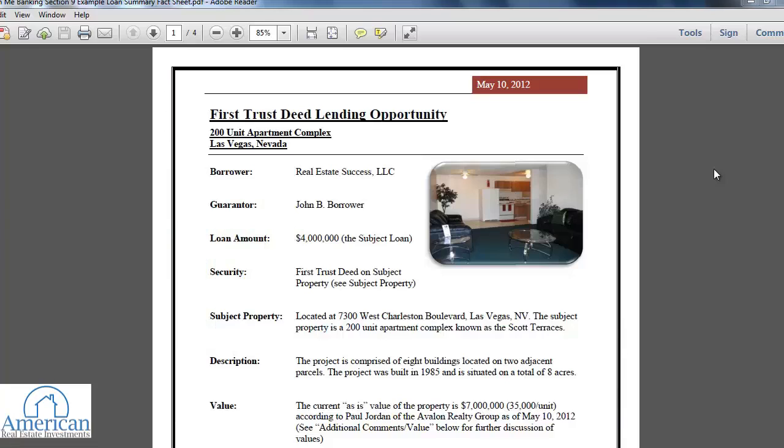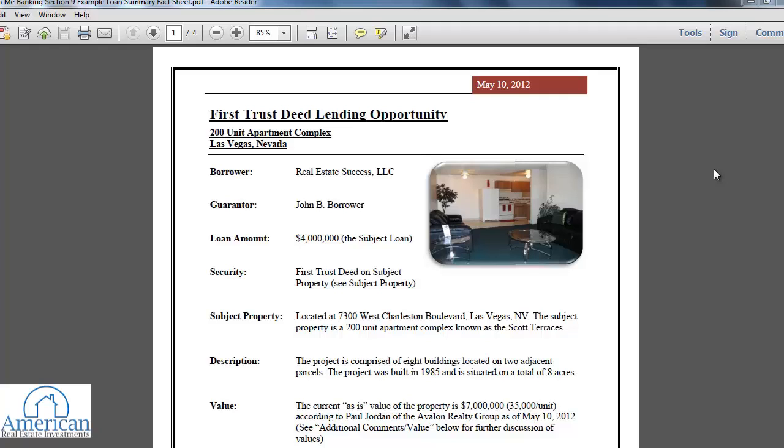Let's get started. In this section, we're going to walk you through an example loan summary fact sheet. All of you should have printed off this very same example loan summary fact sheet and have it in front of you as I walk you through it. So remember that these loan summary fact sheets are presented to you by an actual broker. The broker does all the work, finds the loan, does all the due diligence, and summarizes all of its findings and all the pertinent information that you want to know into one nice, simple, concise form that I'm going to walk you through right now.